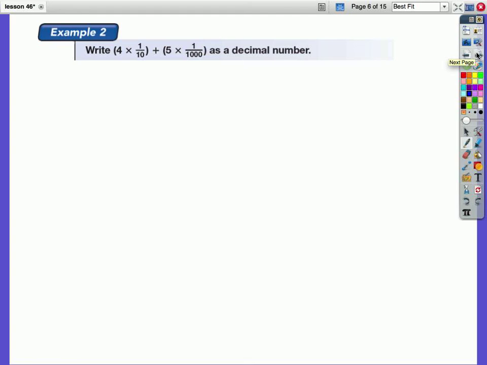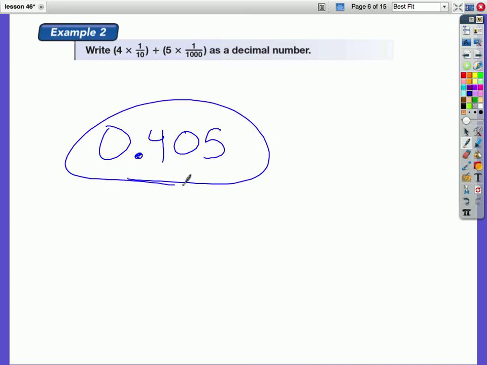Okay. So notice there's no whole numbers, so I'm going to write 0 for my whole number, then my decimal point. Tenths, 4 goes in the tenths spot. There's no hundredths, so I'm going to put a 0 there. And then 5 goes in the thousandths spot. So remember, if it doesn't give us a place value, like if it was hundreds or hundredths, we just put a 0 in there.